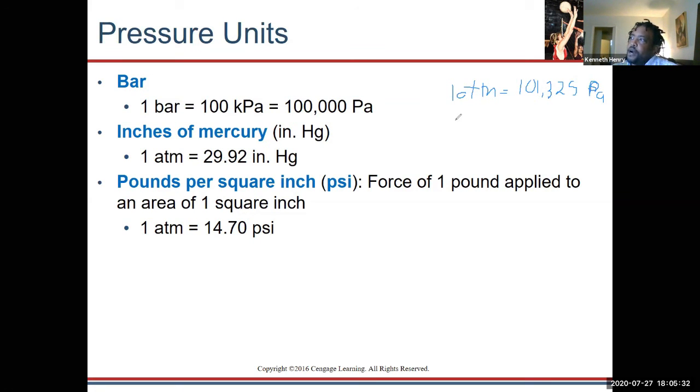So how many bars? 1 ATM is going to equal how many bars? How would I calculate that?